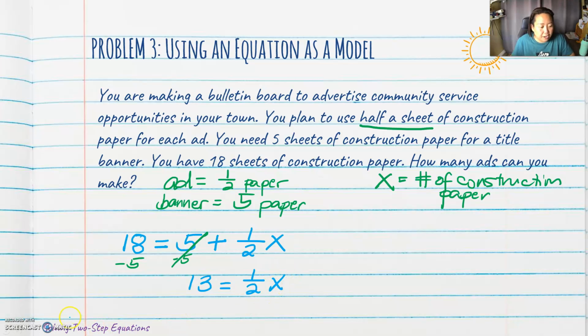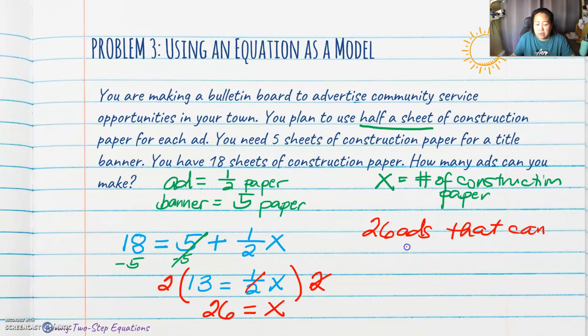And if we want to solve for x, then we need to undo the multiplication by 1/2. How can we do that? By multiplying by the reciprocal of 1/2, which is 2. So 1/2 times 2 is going to be 1, and 13 will also be multiplied by 2. And so as you can see, there will be 26 as the value of our x. And so we can say that there will be 26 ads that can be created, okay?